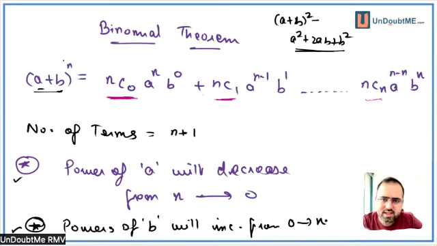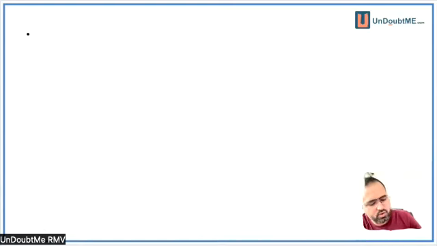Now this nC0, nC1, nC2, and so on, these are called binomial coefficients, for which the earlier attempts were made by Pascal, which we call Pascal's triangle. So I'll just write down the terms for Pascal's triangle also. In Pascal's triangle, there are a few things which we have to consider.